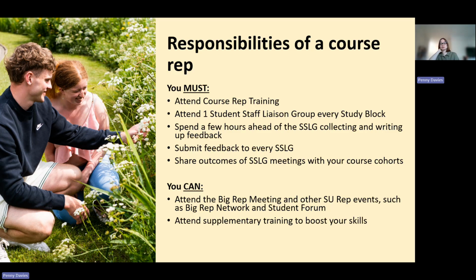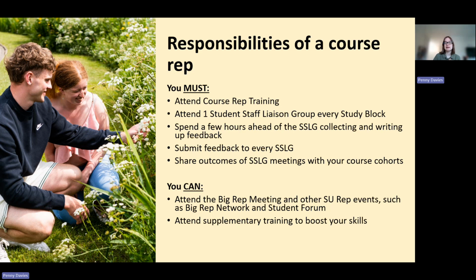But the Big Rep meeting is an opportunity for you guys to essentially talk about non-academic feedback that's slightly out of your remit as a rep, but you'll probably get it quite a lot from students anyways. And you can also attend other SU events as a rep. So we'll also run networking events for you guys to get to know other reps and talk to us about your experience being a rep, how we can improve it, sort of up your skills.